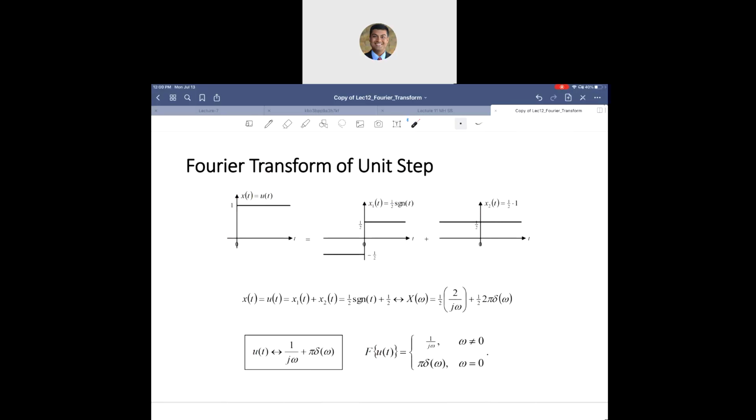All right, let us go on to the Fourier transform of a unit step. For the unit step x of t, I can write x of t as the summation of half sine function plus half constant. I already know the Fourier transform of half sine function from earlier. I also know the Fourier transform of 1.